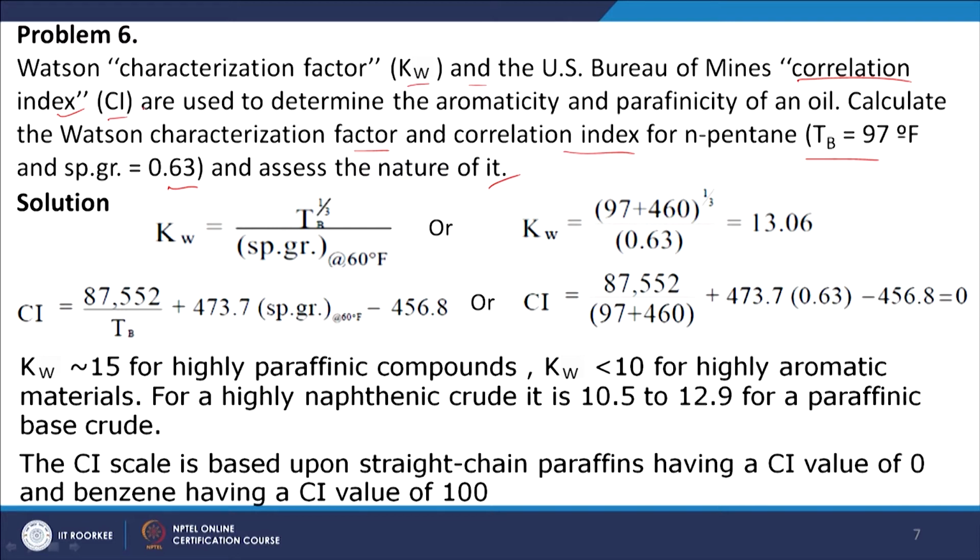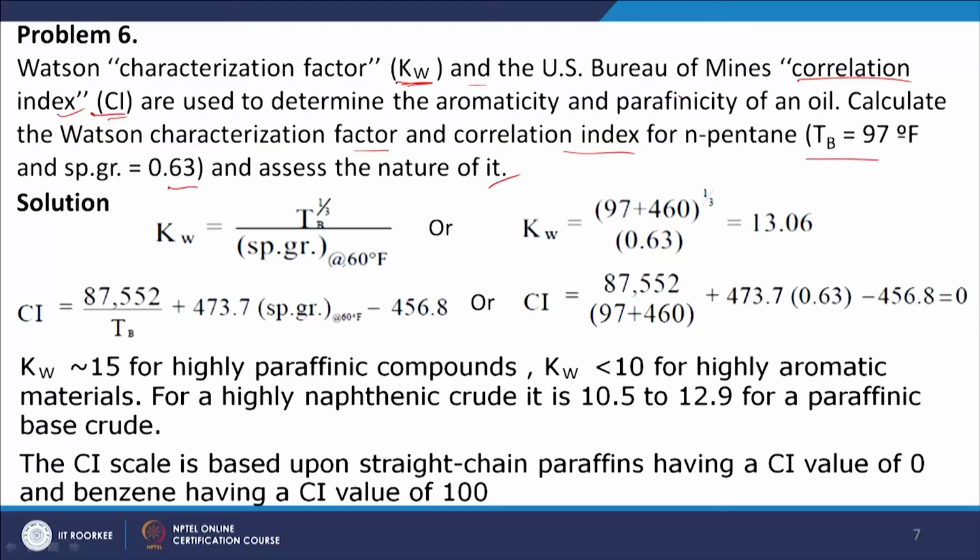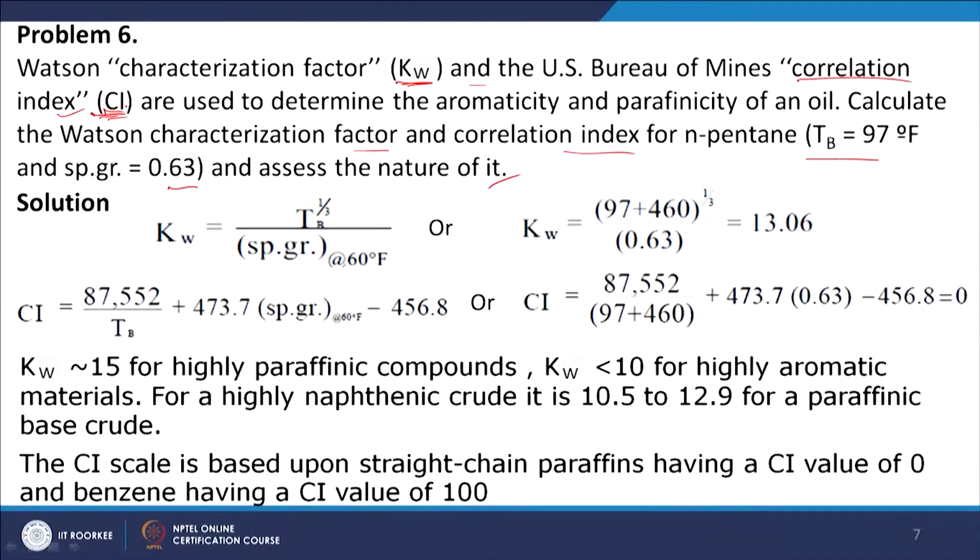Okay. So, to solve this problem, we have to determine the Kw value, we have to determine the Ci value, and we have to compare these values with the standard one or with the literature value, then we will predict what type of compound it is. Now, we will see what Kw and Ci is. So, Kw is the characterization factor that is developed by UOP, and this is Ci, that is correlation index, developed by US Bureau of Mines.